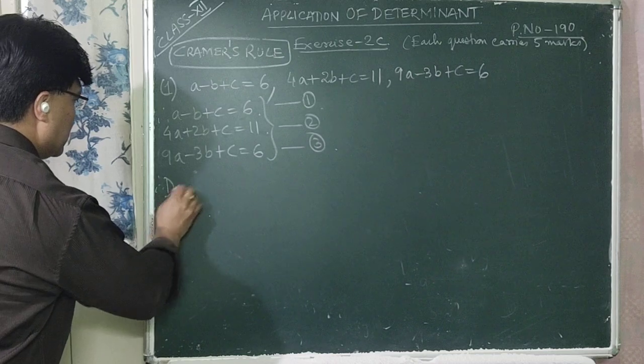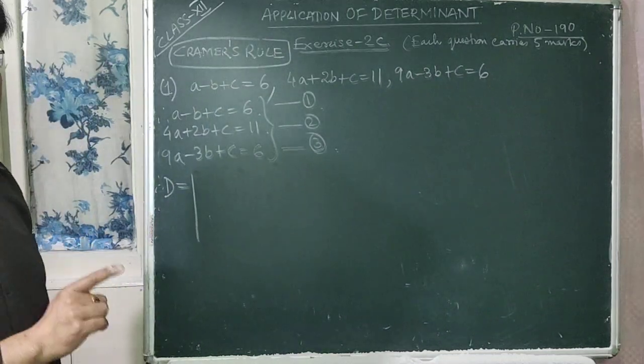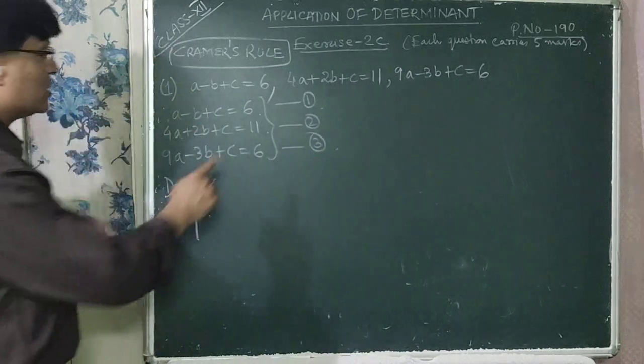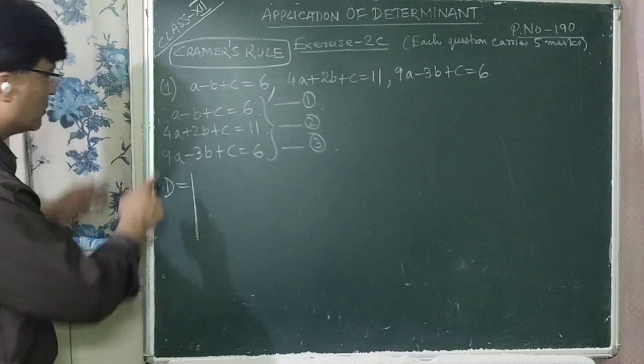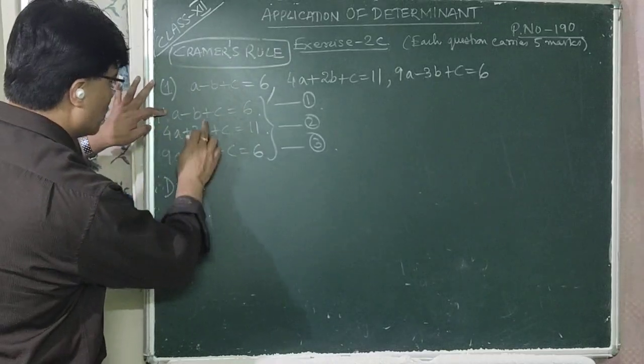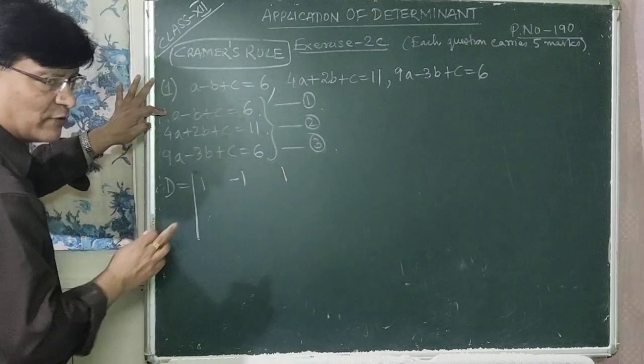So therefore D is equal to, we have to write down only the coefficients of a, b and c. So what is the coefficient of a, b and c in equation 1? You will write it in the first row. What is the coefficient of a? 1. Coefficient of b? Minus 1. Coefficient of c? 1. This is the first row.